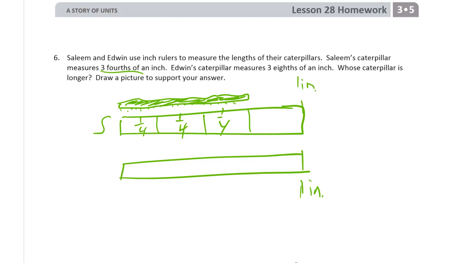Edwin's measured his in 8/8. So we're going to keep these same marks for fourths because we know that 2/8 makes a fourth. So cut all the fourths in half and you'll have your 8/8.